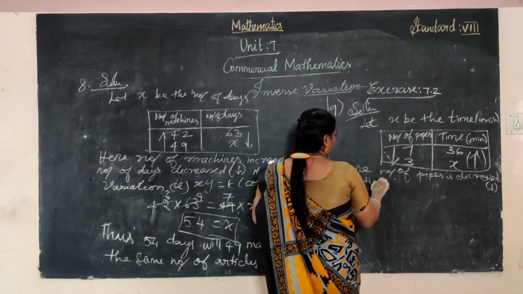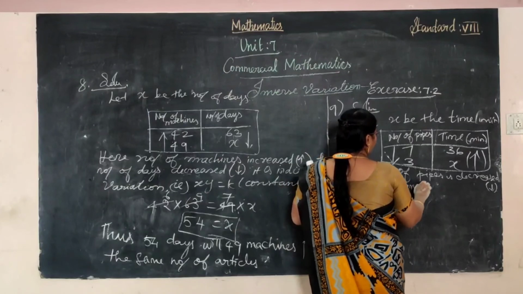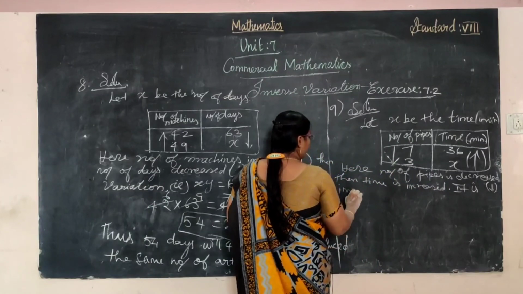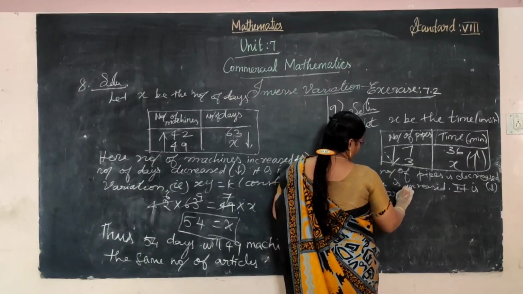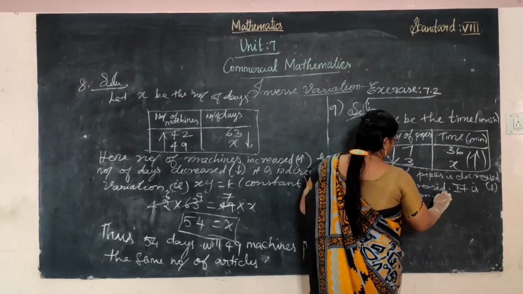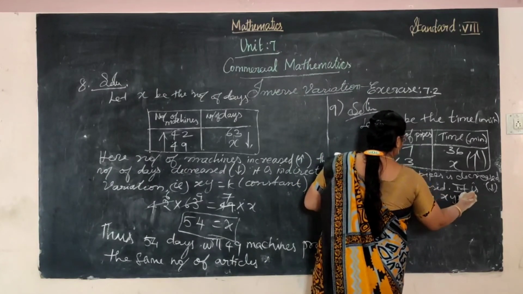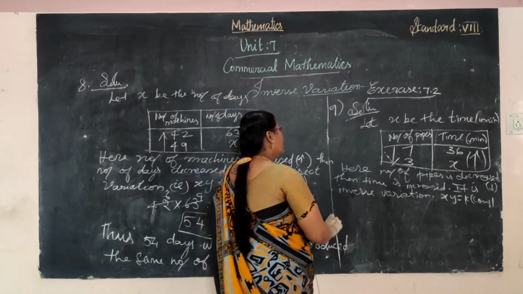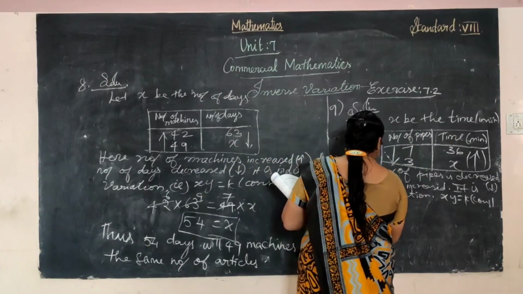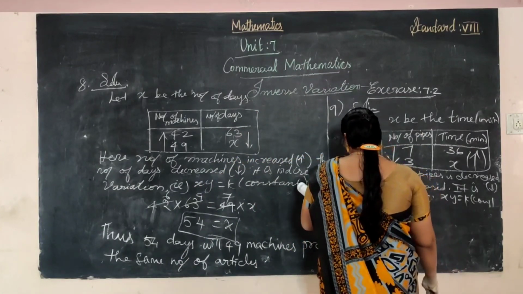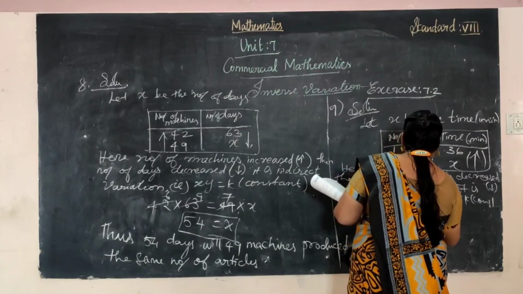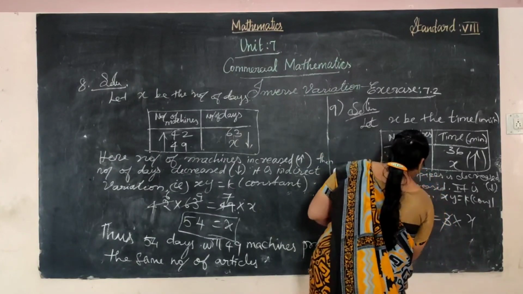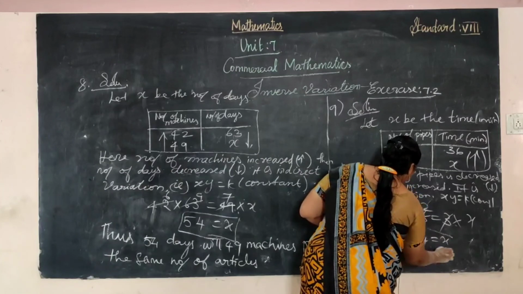Then time is increased. It is inverse variation. xy is equal to k, constant. So number of pipes into time: 7 into 36 is equal to 3 into x. It cancels: 12 7s are 84. So x equals 84.